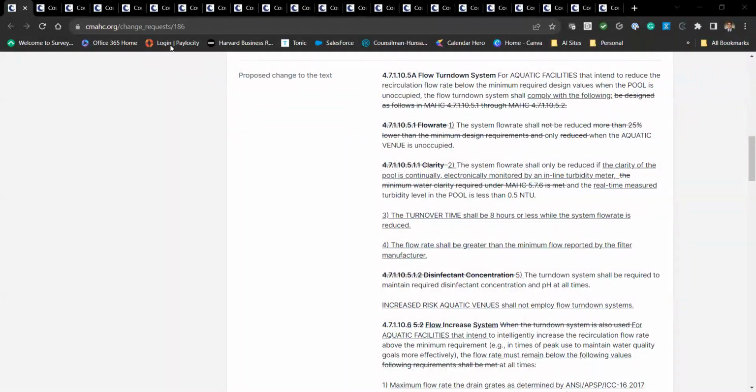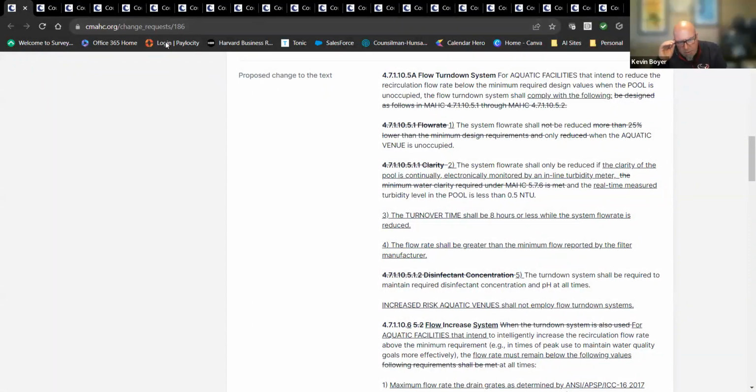It only refers to unoccupied times. It doesn't specify duration nor recovery time. Then I think it would be interesting, and obviously we've got to vote on what's here, but possibly a very good use of these VFDs is to be able to turn down the pool for longer periods of unoccupation rather than just overnight. So that may be a different use case that could be explored.